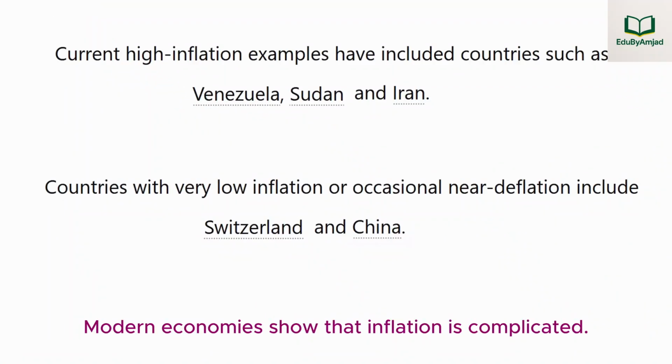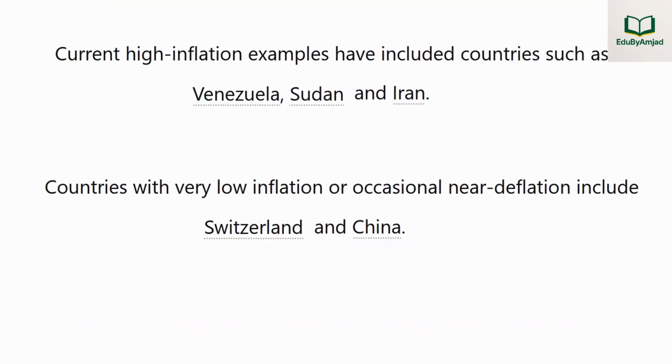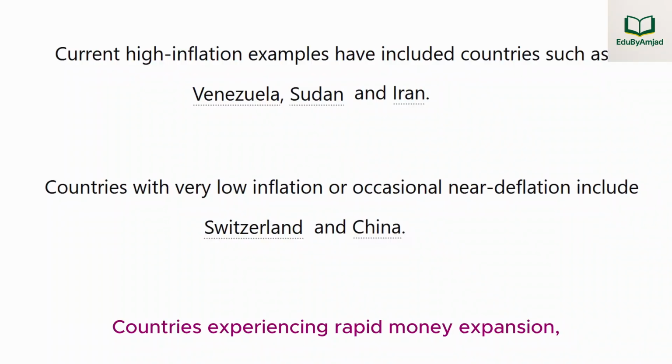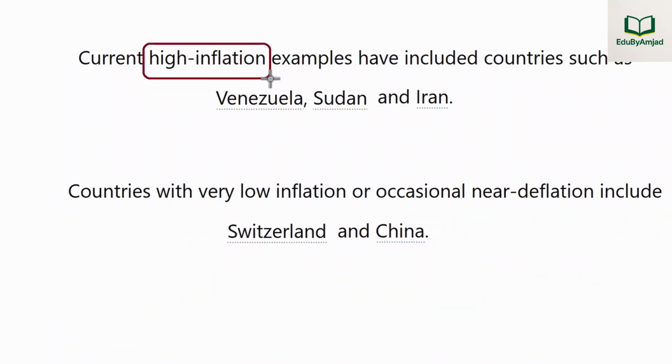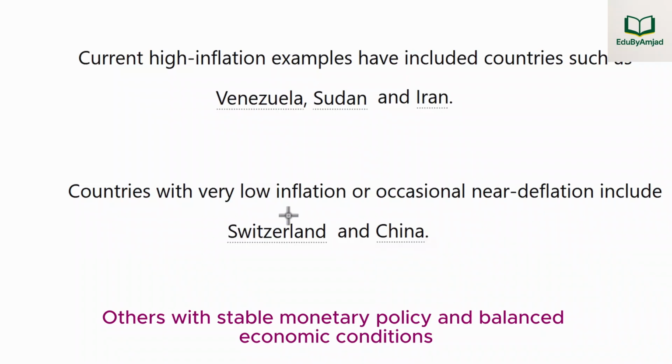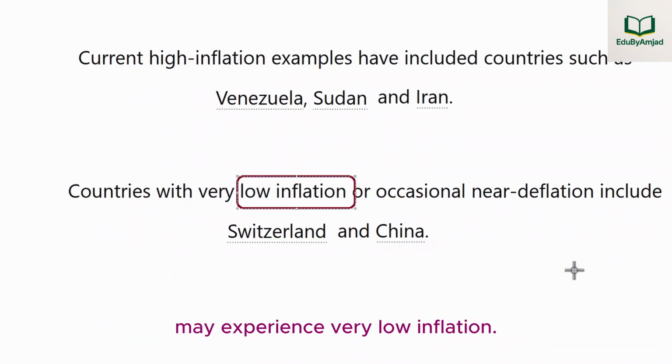Modern economies show that inflation is complicated. Countries experiencing rapid money expansion, weak institutions, or major supply disruptions often face higher inflation. Others with stable monetary policy and balanced economic conditions may experience very low inflation.